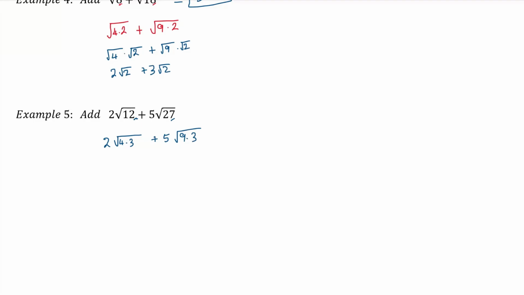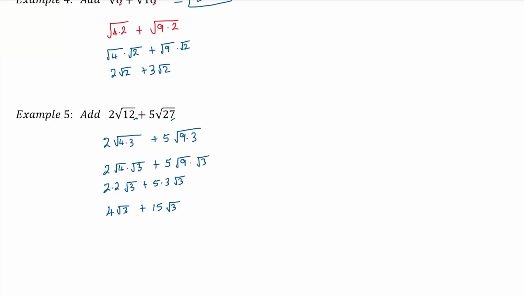So now the numbers that you can take the square root of, you take the square root of those. So it's going to become 2, this is the 2 outside, times the square root of 4 times the square root of 3, plus 5 times the square root of 9 times the square root of 3. Which gives you 2 times 2 square root of 3 plus 5 times 3 square root of 3, right? Square root of 9 is 3, square root of 4 is 2. So this becomes 4 square root of 3 plus 15 square root of 3.